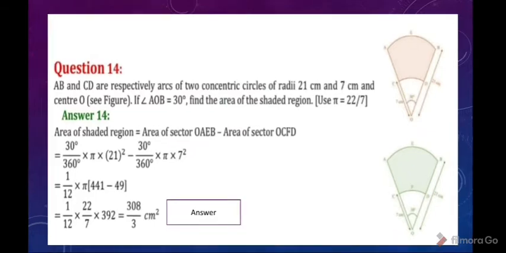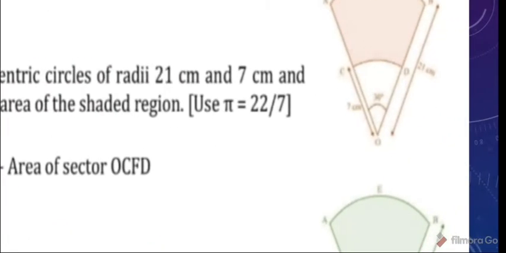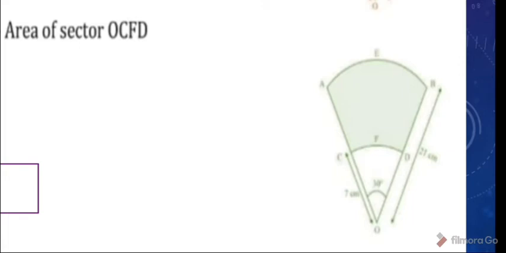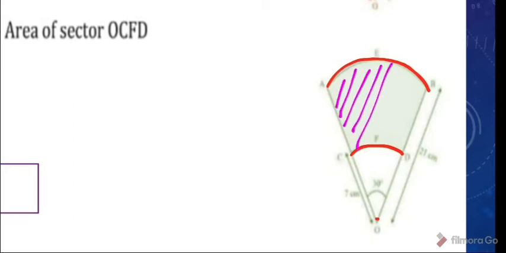If you look at the diagram, there are two concentric circles. Concentric circles means the center of both the circles is the same. There are two concentric arcs AB and CD. This one is one arc and this one is another arc. For AB and CD the center is the same, which is O. Now you have to find the area of this shaded portion.